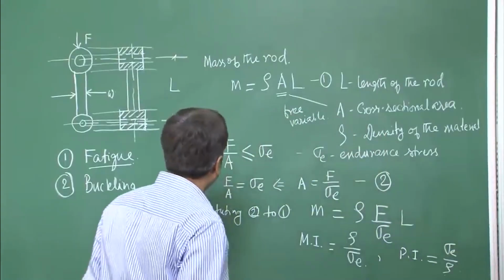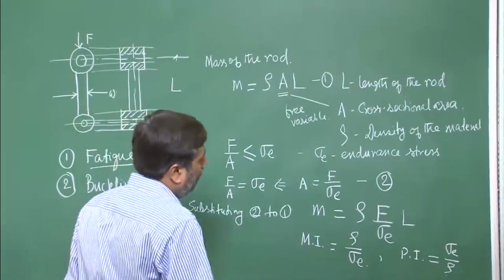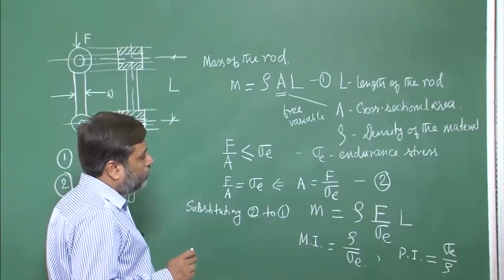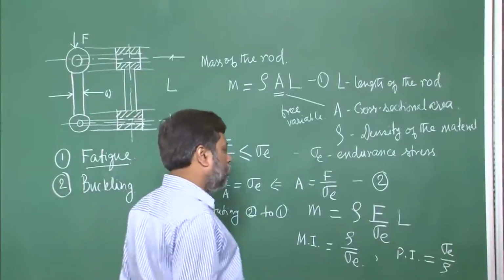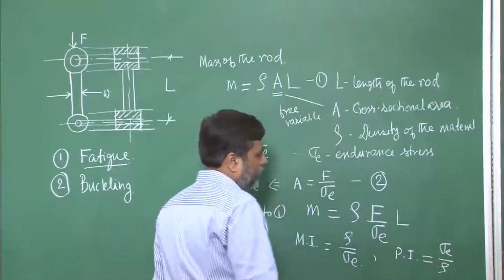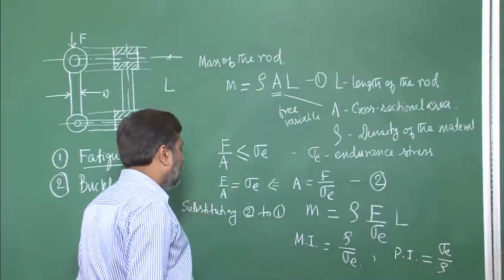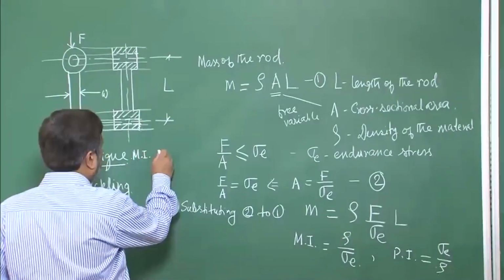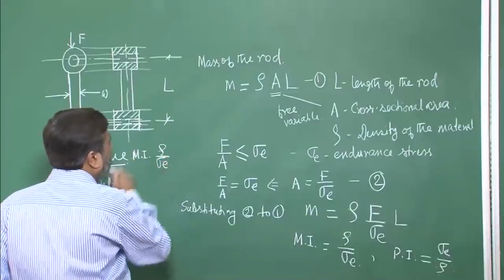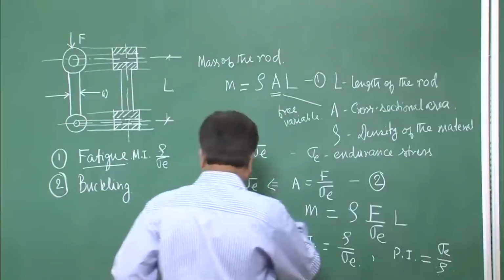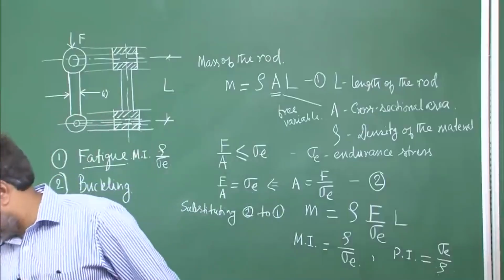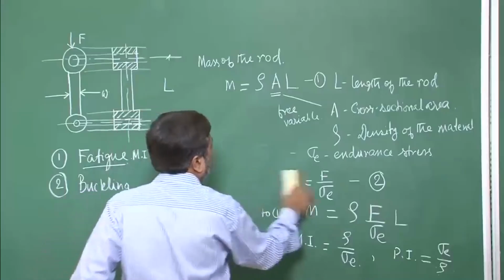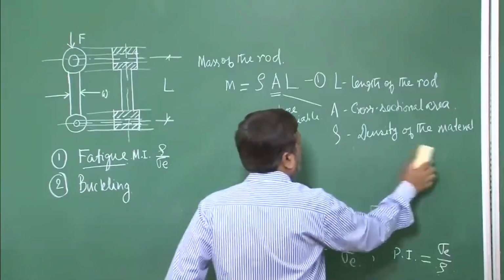In other words, from the fatigue point of view, if you want to choose a particular material, then your sigma E should be as high as possible and density should be as low as possible. That is what should be your choice. So, I can write the Mi that we have just found out, rho over sigma E. Then let us move to the second constraint, that is buckling. Let us erase this part now and think of the buckling.